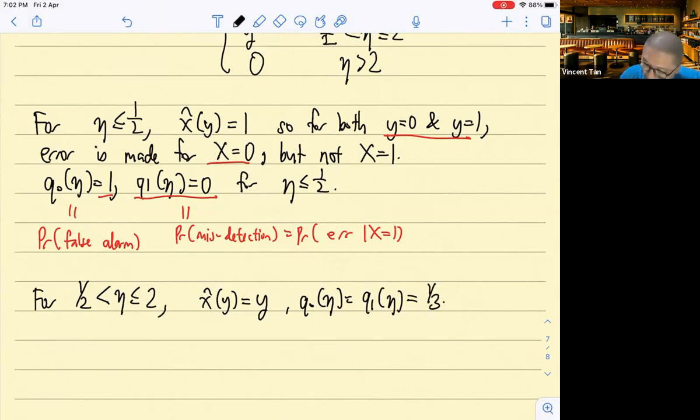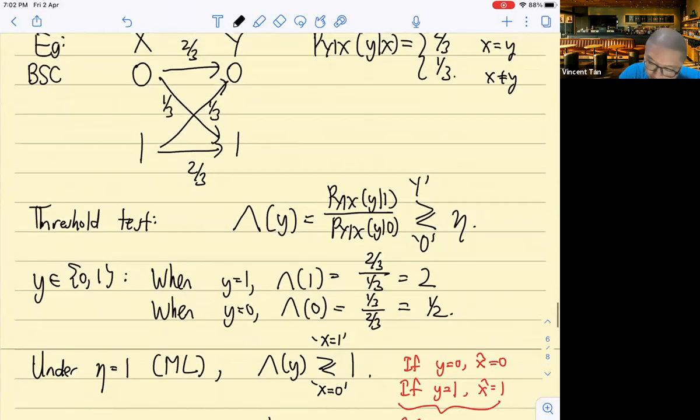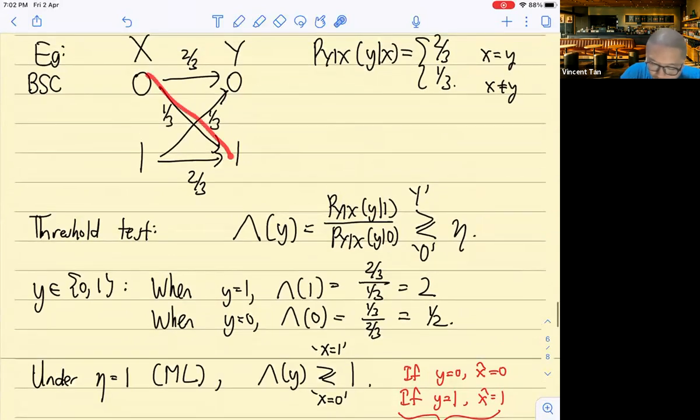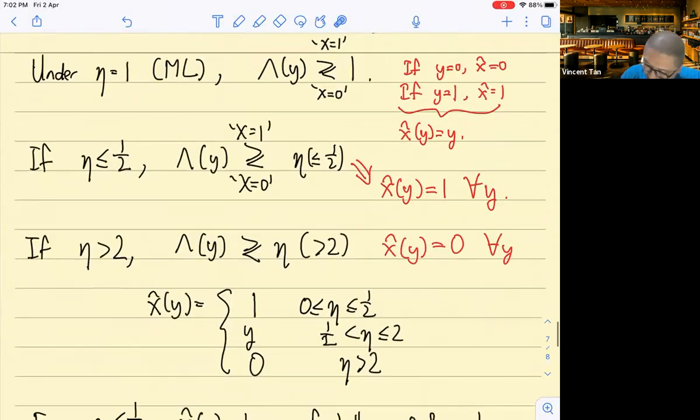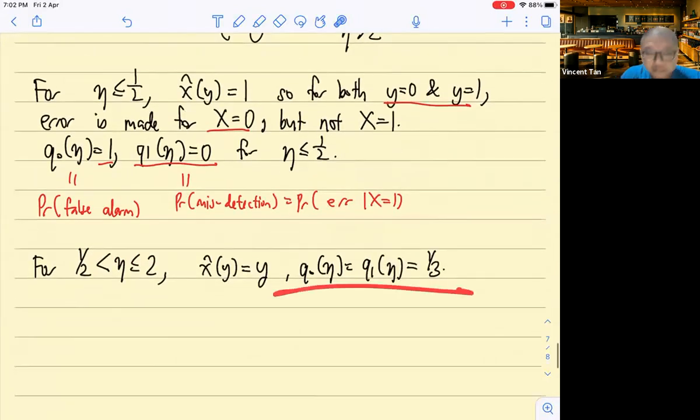Why is that so? If you look at the channel here, in the maximum likelihood decoding case, you will decide what x is based on what y is. If y is 0, you declare x is 0. If y is 1, you declare x is 1. So when do you make an error? You make an error when this flips, which means 1/3, 1/3.